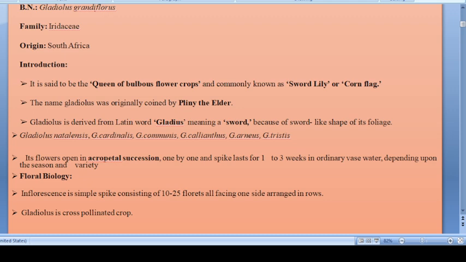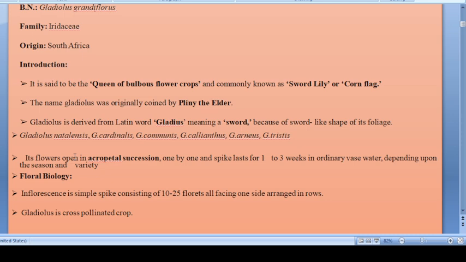Apart from Gladiolus grandiflorus, there are other species like Gladiolus natalensis, Gladiolus cardinalis, Gladiolus communis, Gladiolus callianthus, and also Acidanthera tristis. Even the flower of this tristis species is edible.